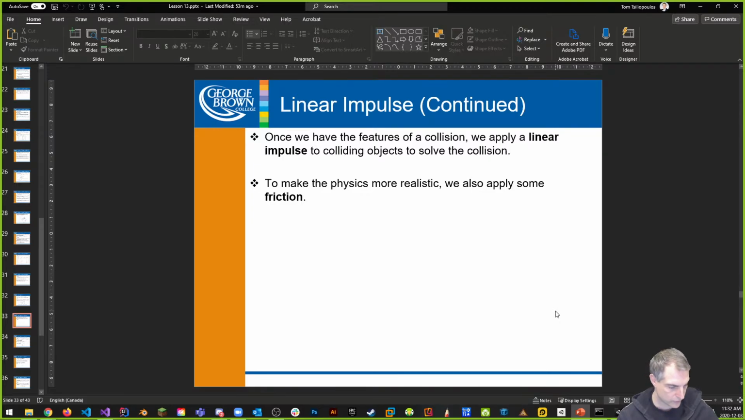Once we have the features of the collision, whatever those are, we can apply a linear impulse to the colliding objects to solve the collision. So first we get the manifest or the manifold. What is it? Give me features of the collision. Contact points, the collision normal, the relative velocity we're going to talk about in a second, and all these things. Once we know these things, then we can apply them and we can resolve the collision.